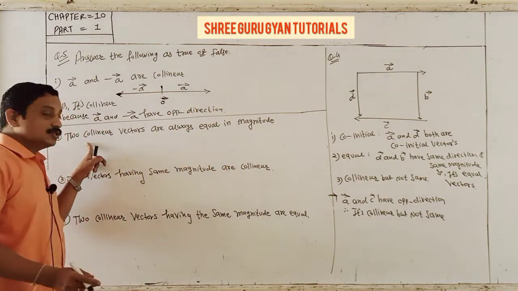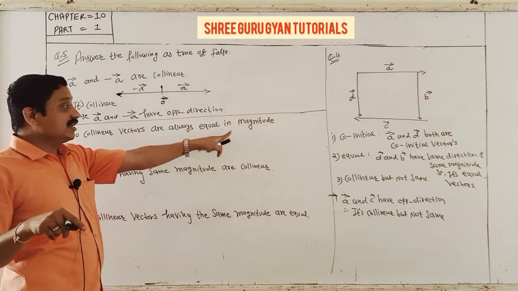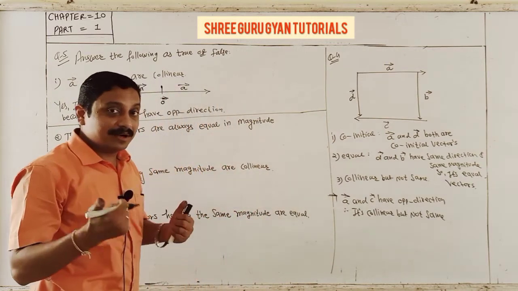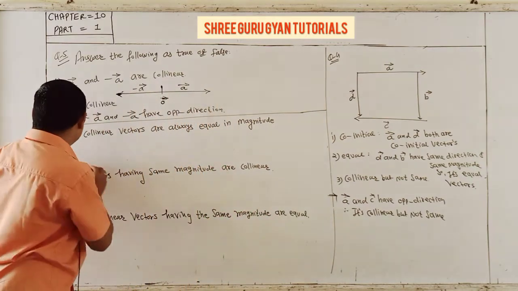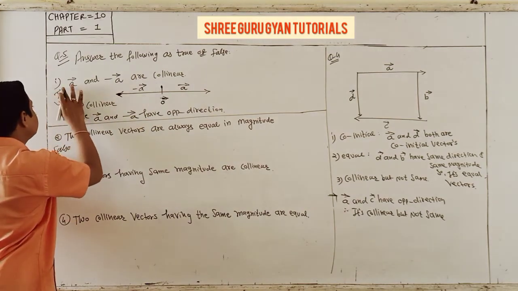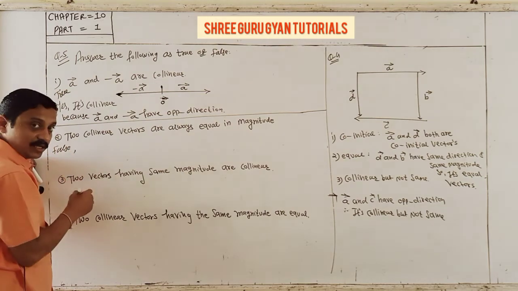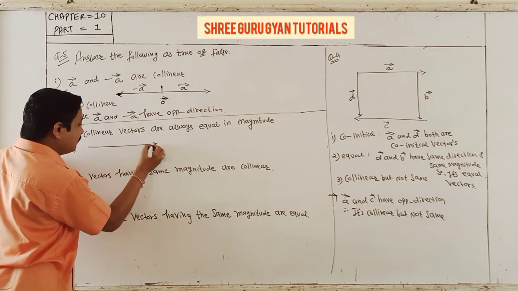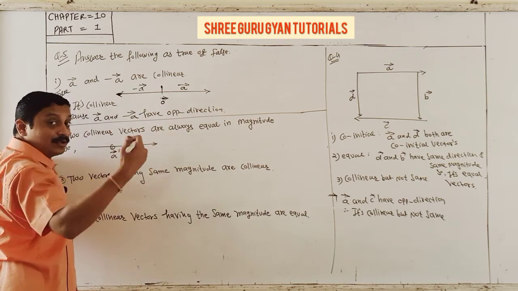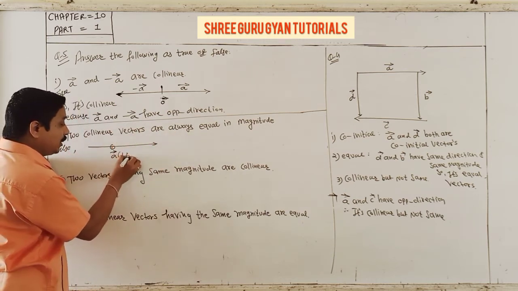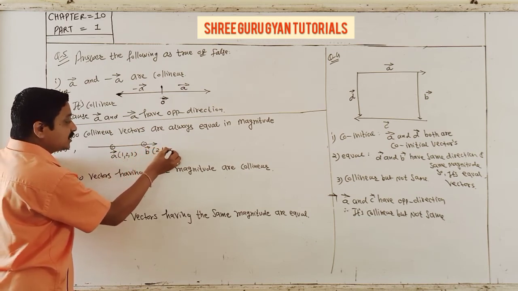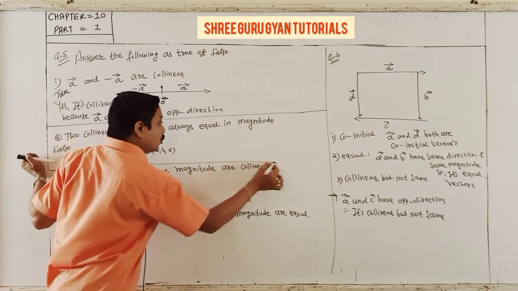Now second, two collinear vectors are always equal in magnitude? No, check. A and C are collinear but the magnitude is different. I just write down here the answer is false. Students, here false. Consider one vector, that is A. Collinear vectors always in the same magnitude? No, different magnitude. Taking A as 1, 2, 3, and a different collinear vector as 2, 4, 6. Check, both magnitudes are not the same.